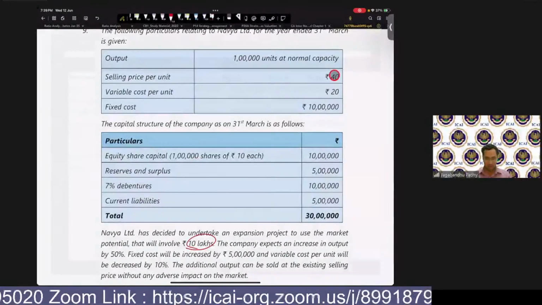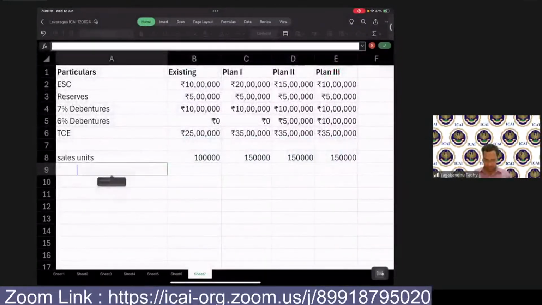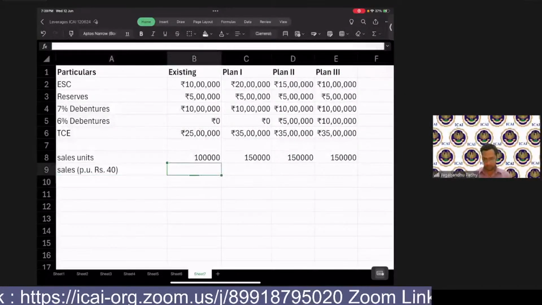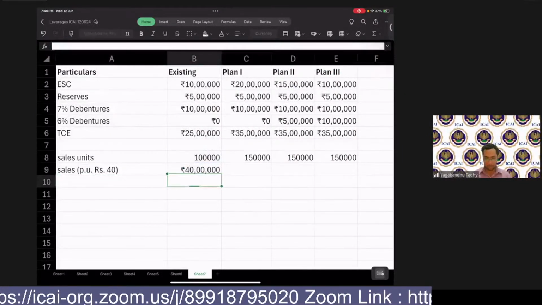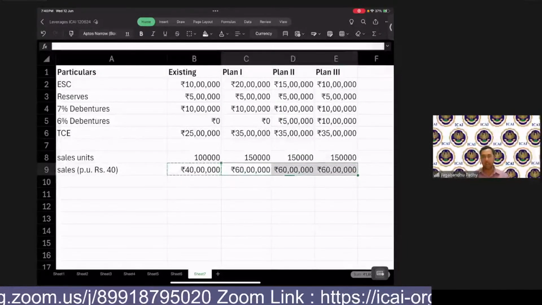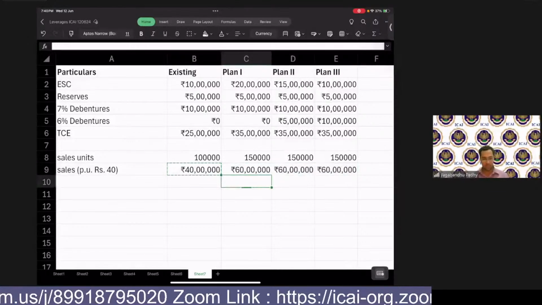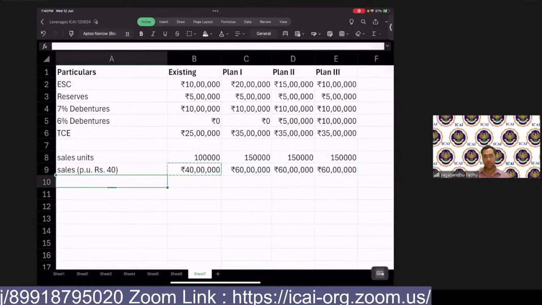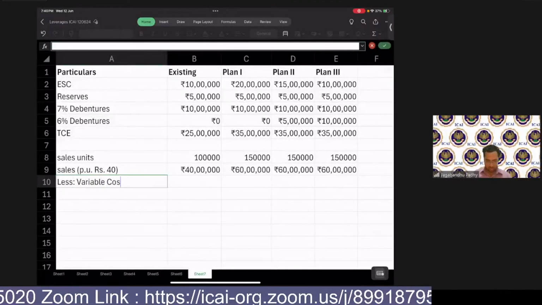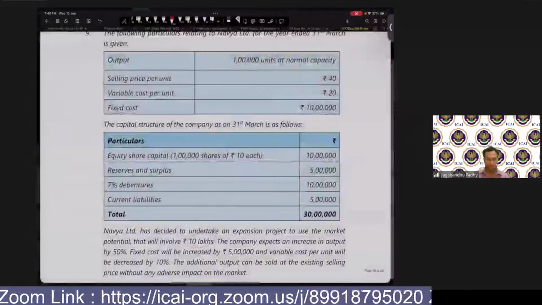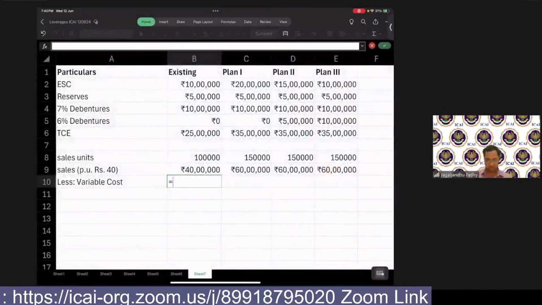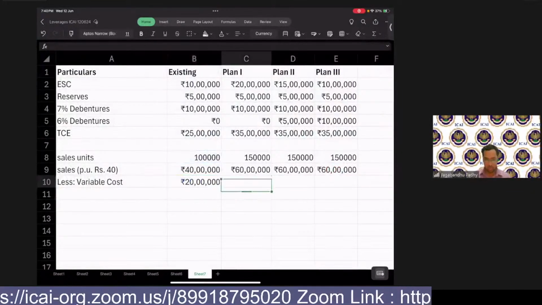Price is, and sales is going to be per unit 40. It is 1 lakh into 40 is 40 lakh, 60 lakh, 60 lakh, right? We have got the sales figure. Now, from that, we need to reduce variable cost. Variable cost per unit is 20 rupees. In the existing case, this into 20.